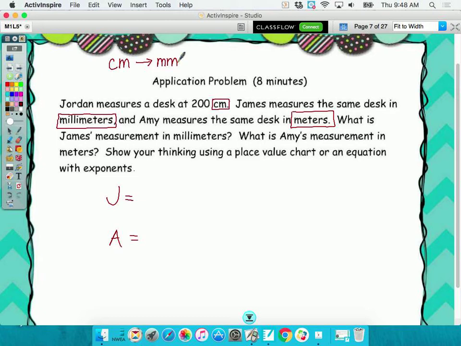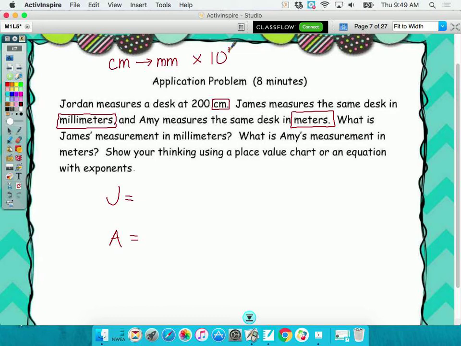What do you think I'm going to do when I go from centimeters to millimeters? Multiply or divide? Multiply. How many place values am I moving on the place value chart? 1, 2, 3. Aren't centimeters and millimeters right next to each other? So 10. So we're just going to multiply by 10. Now it says an exponent. What exponent goes on the number 10? 10 to the first power. Write that down.